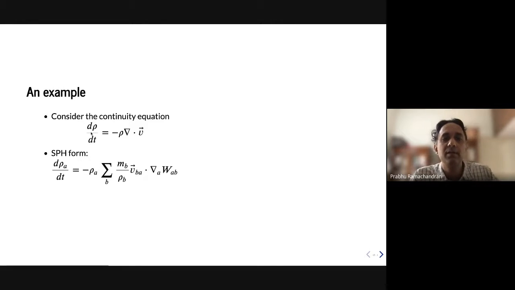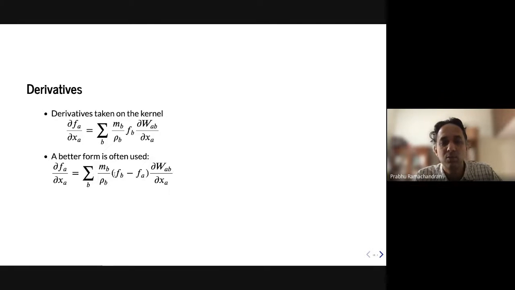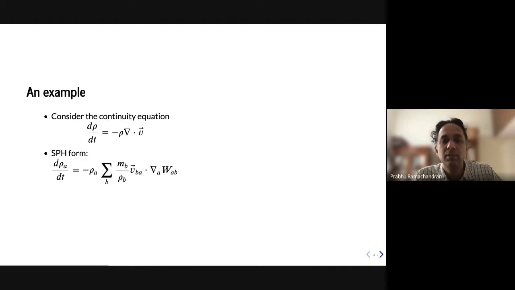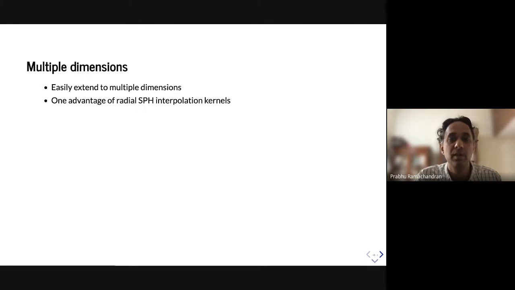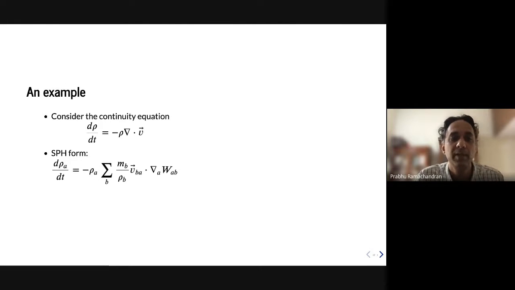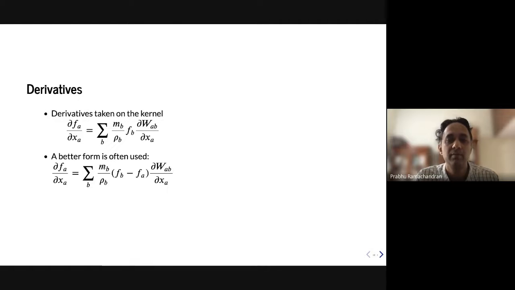If you look at this, we have d rho by dt, the material derivative, is minus rho div v, and this can be written, if you discretize it for each particle, as d rho a by dt is minus rho a, sum of mb by rho b, vba, again using this form, dot with the gradient of the kernel. This works not just in one dimension, it will work in any number of dimensions. I'll come to that very shortly. But I hope you understand that this is the exact same structure that we've looked at so far.